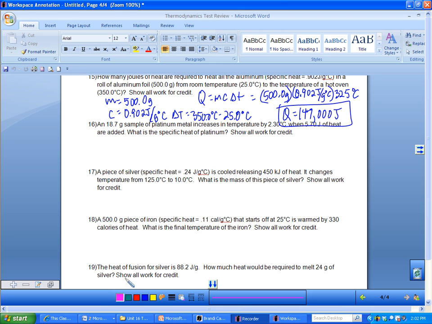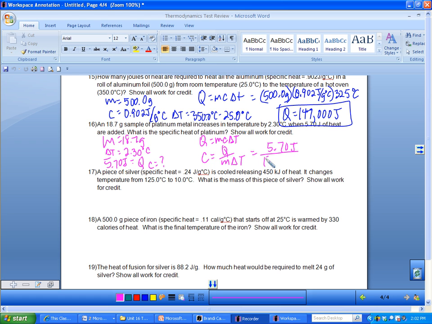Now I'm going to go on to the second one, number 16. Mass is 18.7 grams. And I want to change the temperature by 2.3 degrees Celsius. And I have 5.70 joules of heat energy added. And they want the C. So if Q equals MC delta T, then C is equal to Q divided by M delta T. So Q is 5.70 joules.